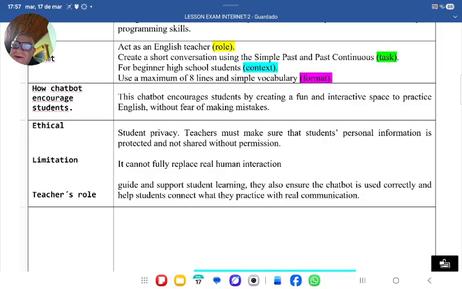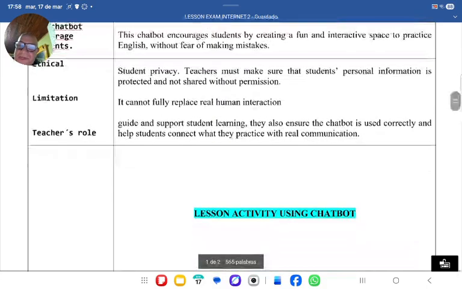So what is the teacher's role? Guide and support students' learning. They also ensure the chatbot is used correctly and help students connect what they practice with real communication. In my case, I had to watch the students to make sure they used the chatbot correctly. They are very beginners in this kind of tool, so they can need some help.